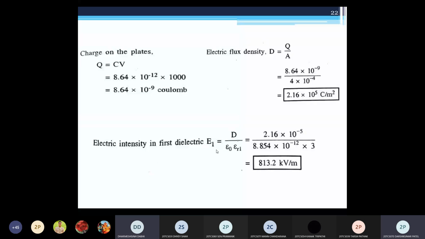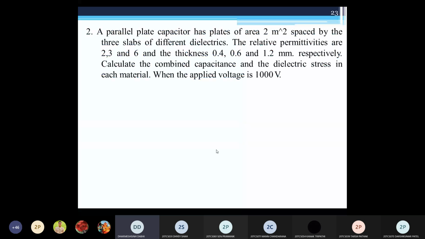Okay, so the same type of example, second example. A parallel plate capacitor has plate area 2 meter square, spaced by 3 slabs of different dielectric material which have relative permittivity 2, 3 and 6. It means ER1, ER2 and ER3 are 2, 3 and 6 respectively. And thickness is given. It means D1, D2 and D3 are 0.4, 0.6 and 1.2 millimeter. Calculate the combined capacitance, it means calculate C and the dielectric strength in each material. Same as the previous example, calculate E1, E2 and E3. Here voltage is given, applied voltage 1000. The process is the same, use the same equation as we used in example number one. So I give you this example as homework.